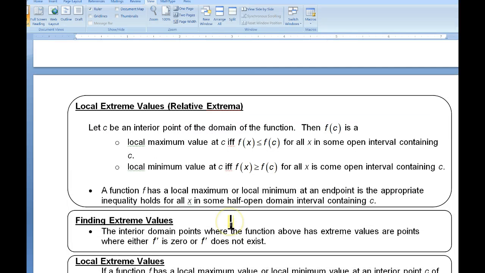Okay, so just local extreme values or relative extrema. I don't know what you referred to it last year. Did you call it local? It was local. I remember Mr. Duval's accent saying local. It was fun.